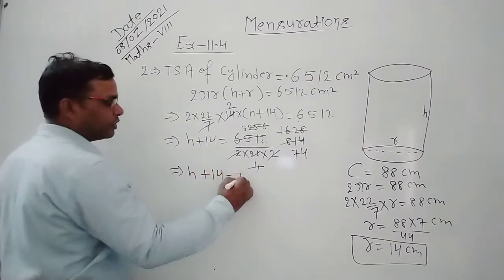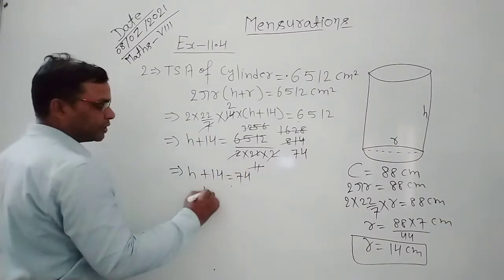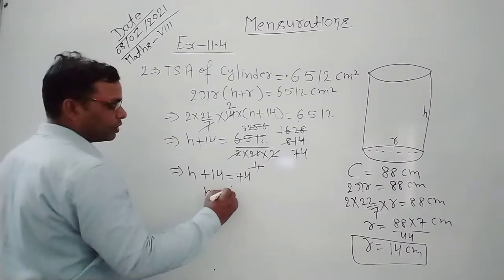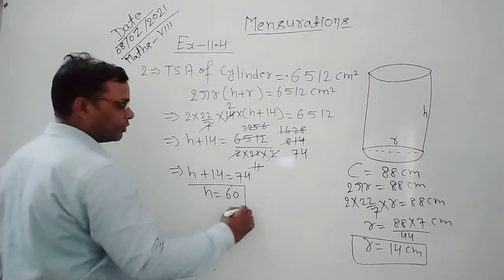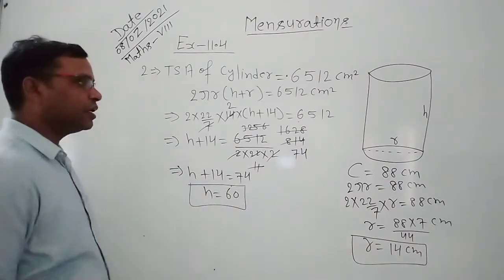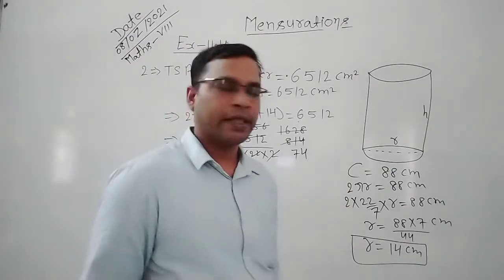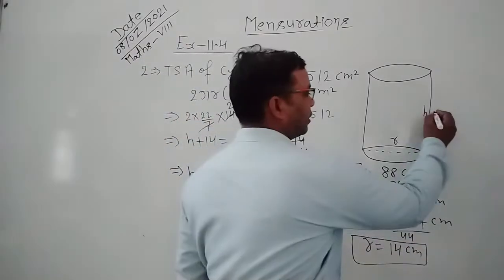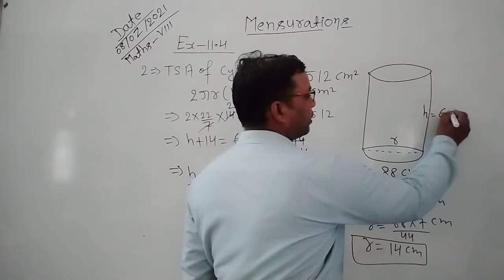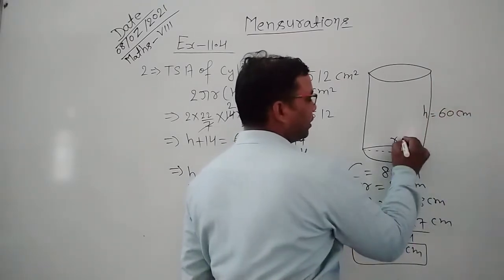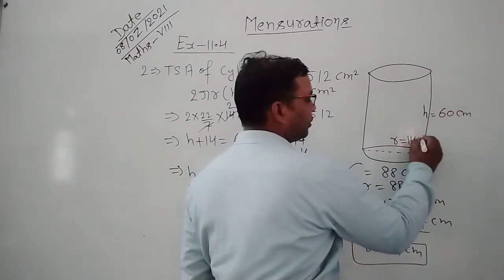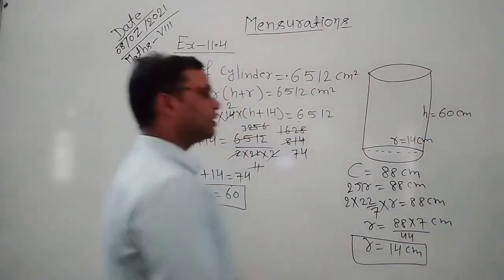This is equal to 74, or you can say h is equal to 60. We find the height of the cylinder is 60 centimeter. Height of cylinder is 60 centimeter and radius is 14 centimeter. This is clear.